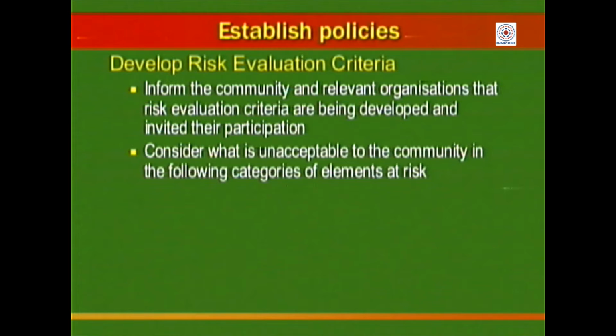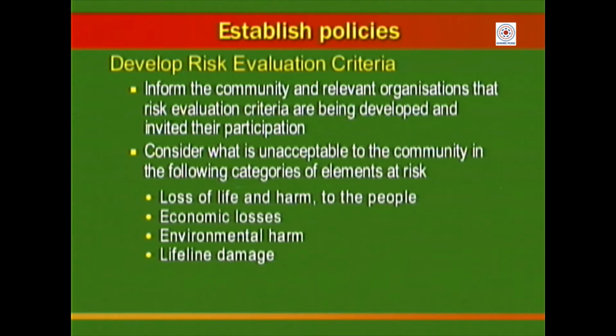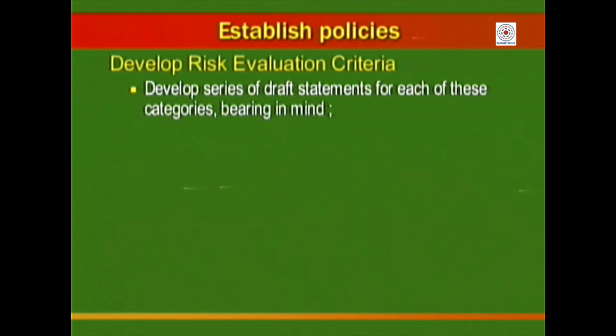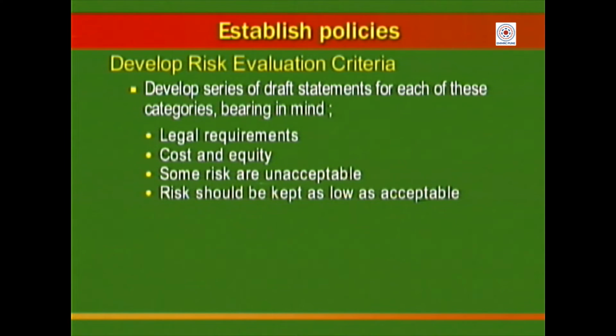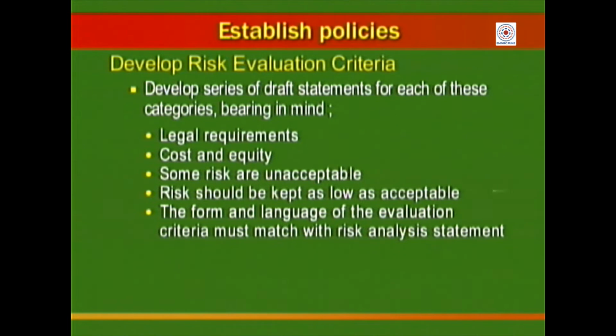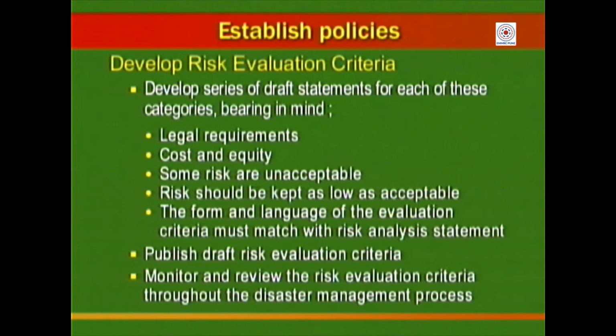Consider what is acceptable to the community in the following categories of elements at risk: maybe loss of life, economic losses, environmental harm, lifeline damages, social infrastructure damage or loss of heritage. Develop a series of draft statements for each of the categories, bearing in mind the legal requirements, cost and equity. Some risks are unacceptable, risks should be kept as low as acceptable, and the form and language of evaluation criteria must match the risk analysis statement. Publish the draft in the community and monitor and review the risk evaluation criteria through the disaster management process.